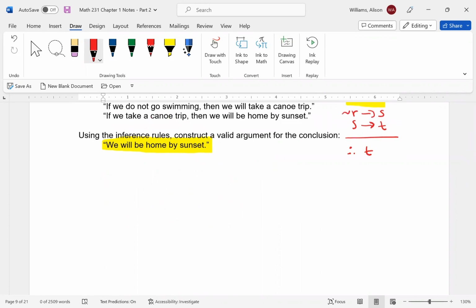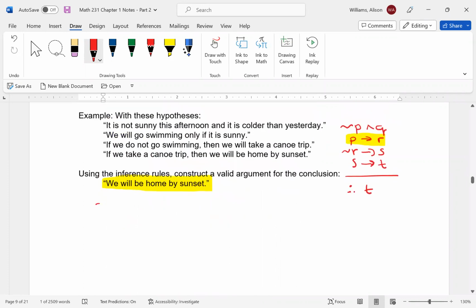Okay, so let's start with the first premise. So this is the step, and then we'll have the reason. All right, so first step, not P and Q, and that's from the premise. Okay, we have one thing we can use with an and statement, and that is simplification. Now the question is, which one do we want to simplify to? Either not P or Q.